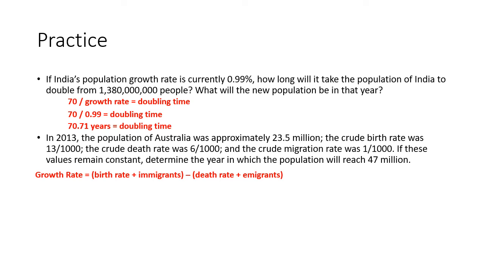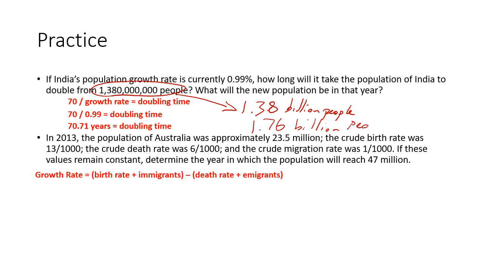Okay, so the Indian population is expected to double from 1.38 billion people to, I'm doing this off the top of my head, 76 billion people. I think I'm right. Please feel free to correct me if I'm not. I'm definitely not, because that should be a 2. 2.76 billion people in 70.71 years.